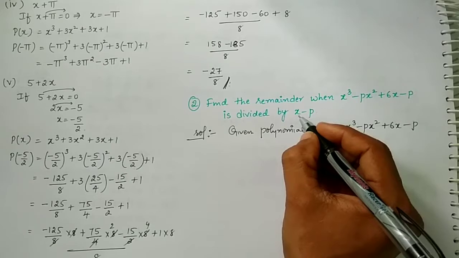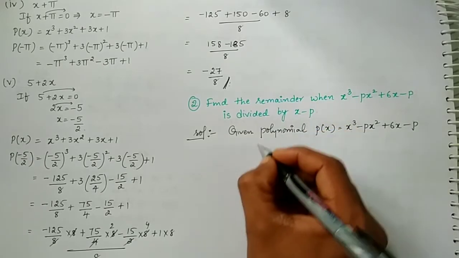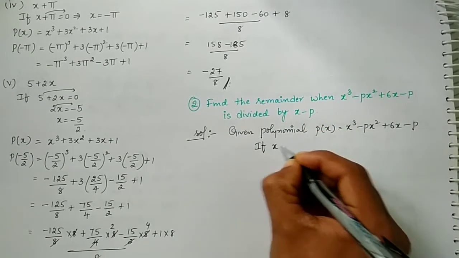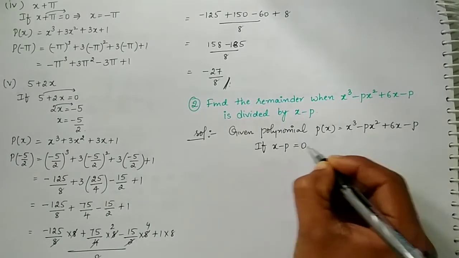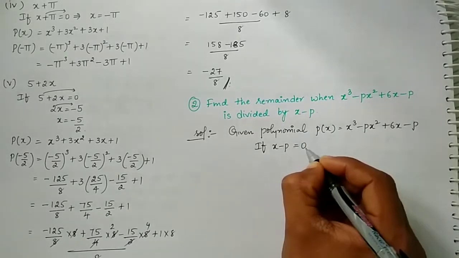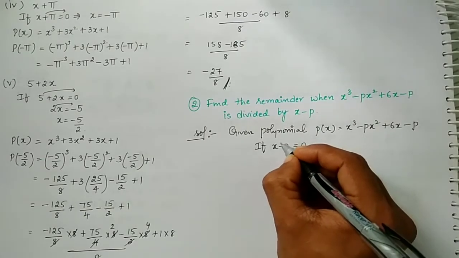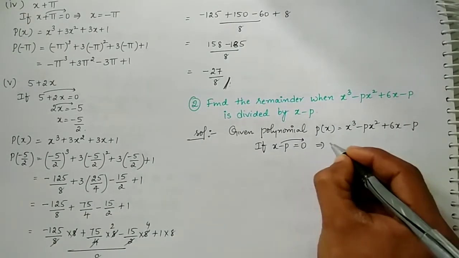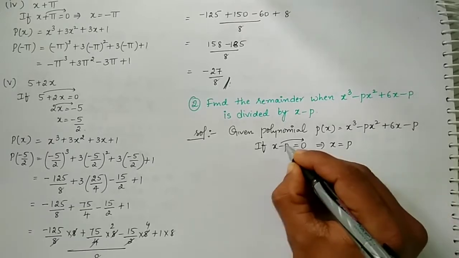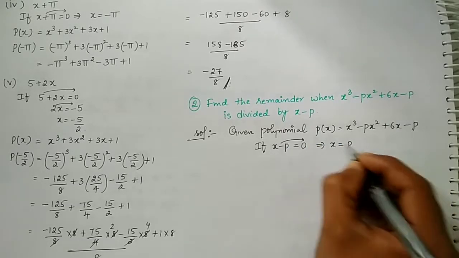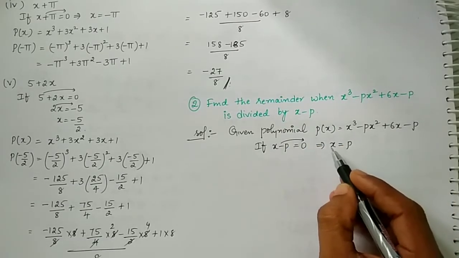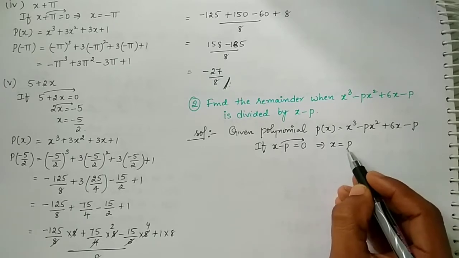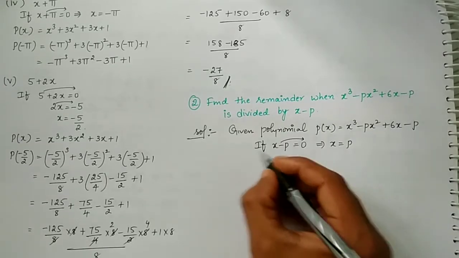Okay, so with what do we have to divide? x minus p. If x minus p equals 0, then to find the value of x, we have to make this linear polynomial 0. Now transpose minus p to the right side, then we get x equals 0 plus p. 0 plus p is p. That means we have to substitute the value of x as p in the given polynomial.